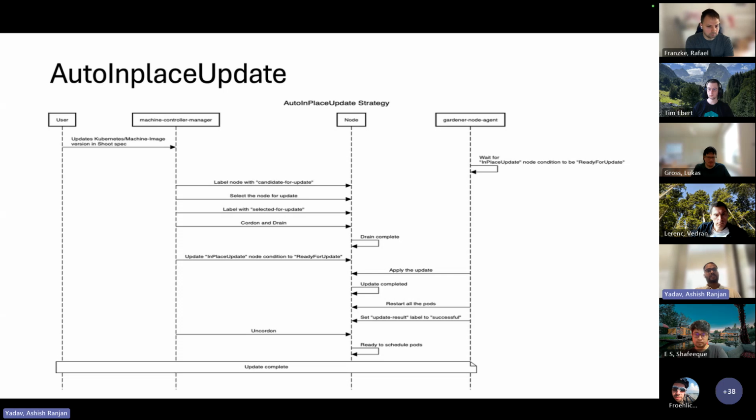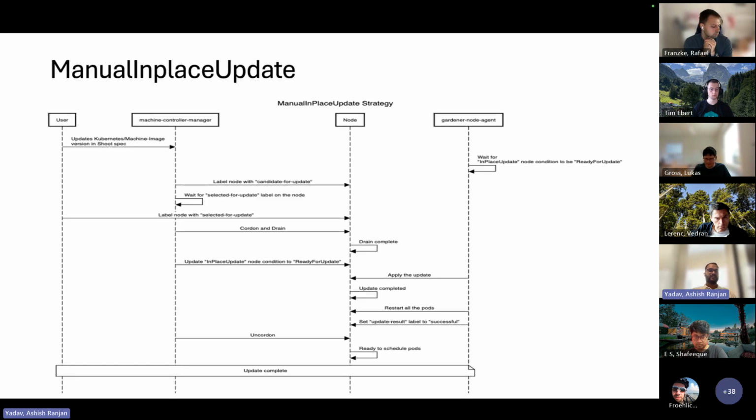Here, everything is orchestrated by the machine controller manager. There is no human or manual intervention needed. So why do we need manual in-place update? Suppose you have 5 nodes in a worker pool and you don't want to update all the nodes at once. What will you do? For those scenarios, we have manual in-place update, where the user can orchestrate which node they want to update at a particular time.